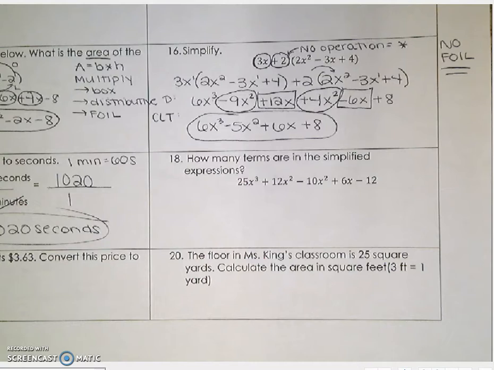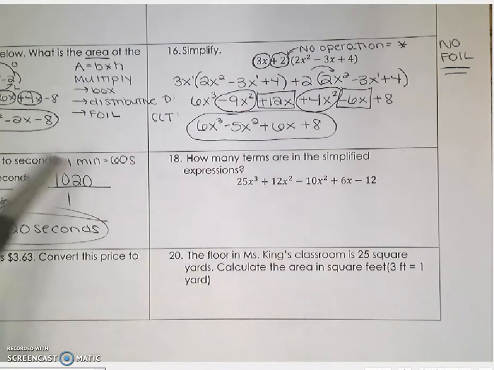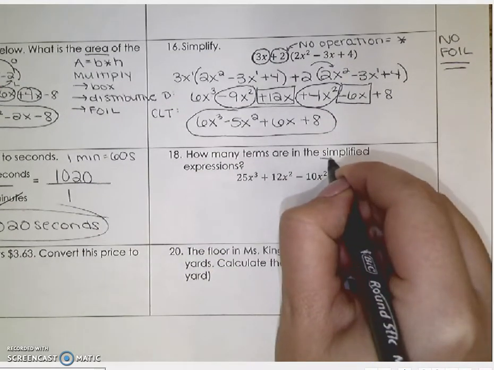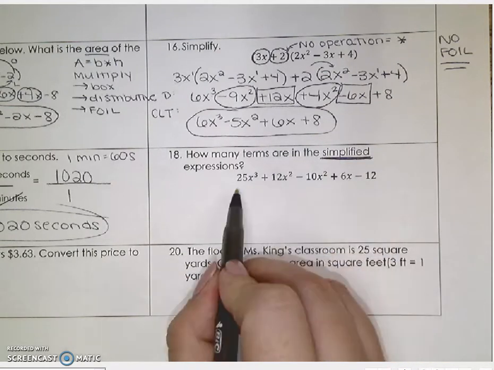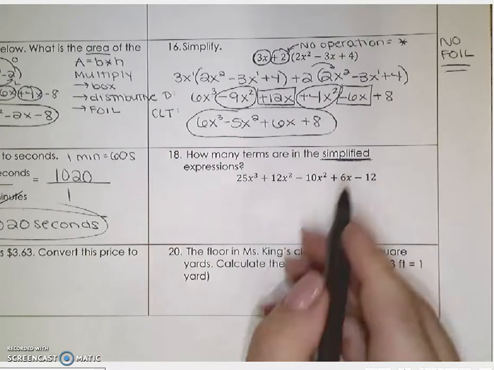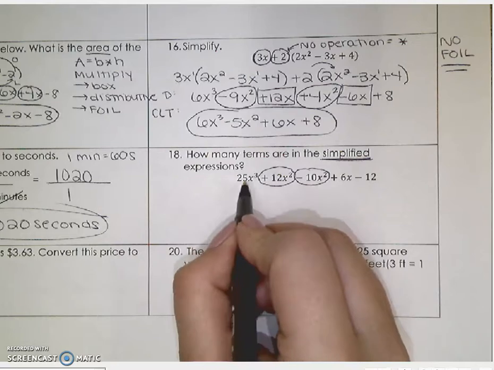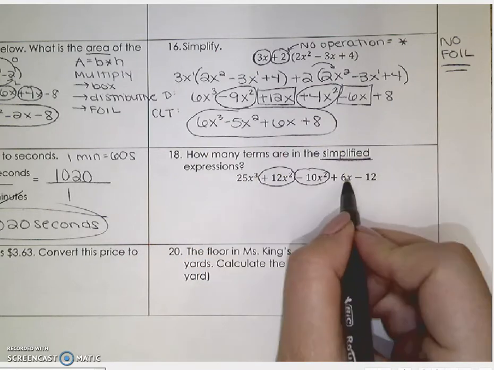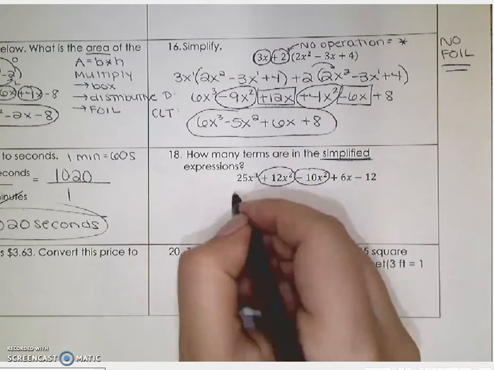Number 18 asks how many terms are in the simplified expression. There's a question just like this on your test, word for word. And I want you to pay very close attention because it says the simplified expression. So we have to make sure that this is simplified, meaning do we have any like terms we can combine? We do. We have a 12x squared and a negative 10x squared. This 25x cubed does not have a like term, 6x does not have a like term, and negative 12 does not have a like term, but these two can be combined.